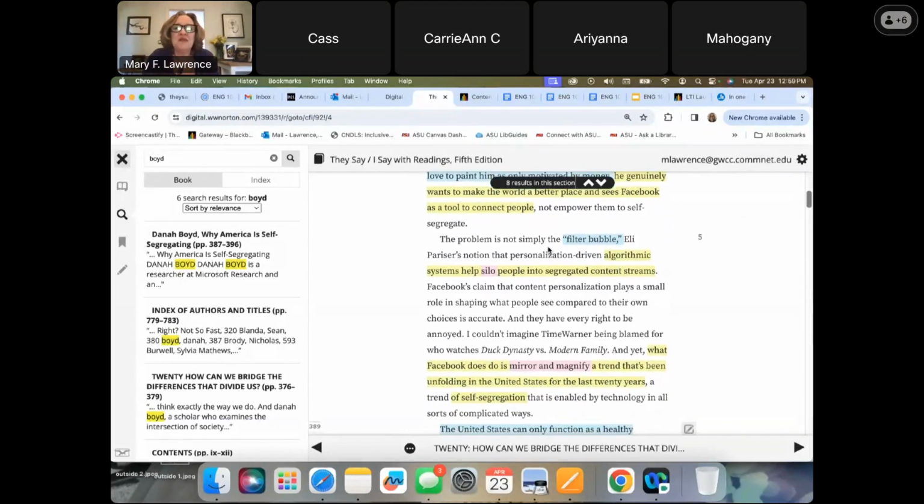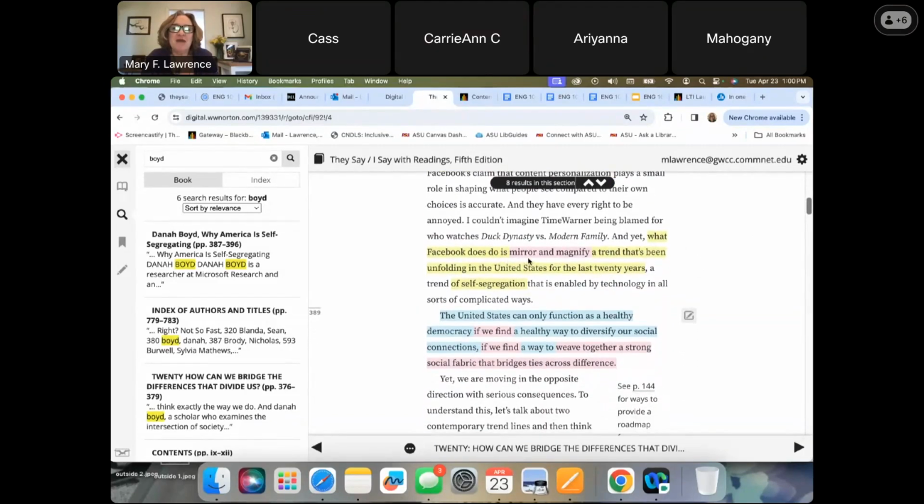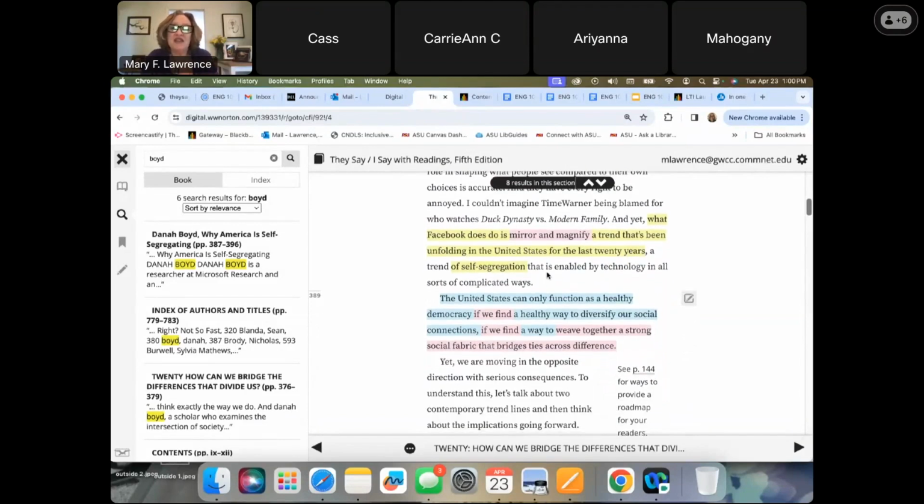But then she says the problem is not simply this filter bubble. So remember, we talked about algorithms and how they determine what information each user sees. She says they silo people into these segregated content streams. So basically, depending on what you search for, it will feed you filtered information based on previous searches. And then she says that mirrors and magnifies this divisive trend that's happening in the United States, or she says, self-segregation.